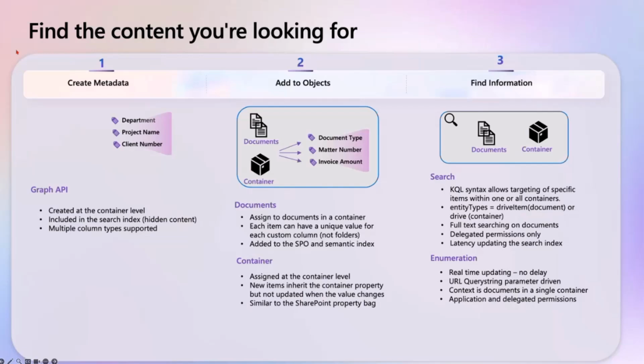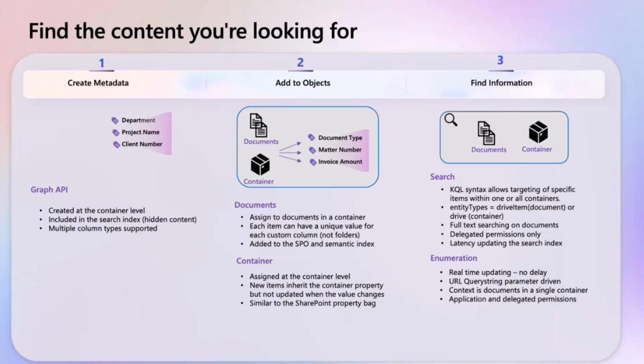So how do we get started? The first thing that we need to do is naturally on our containers, we need to create that metadata. So this is where we have the ability to create metadata through the Graph API. There's endpoints that will allow us to focus on the container. We want to include that in the search index so that we can use that here shortly. And then there's multiple different column types that are supported as you would expect: text, date, choice, and the list goes on.